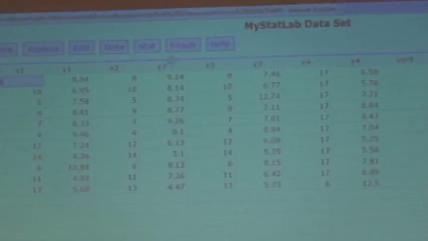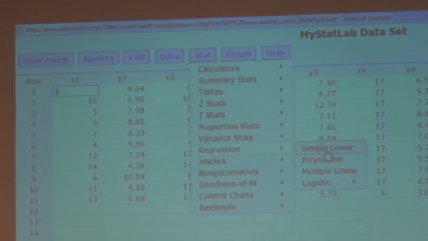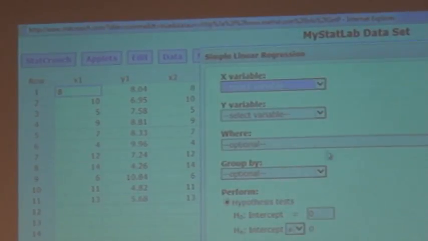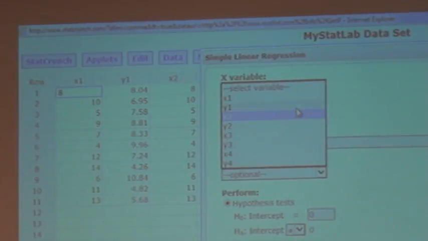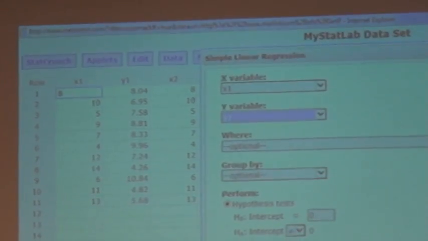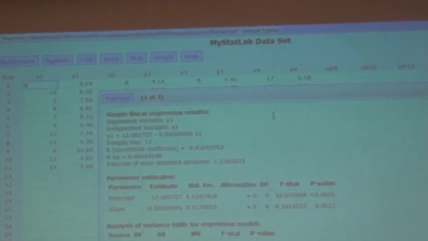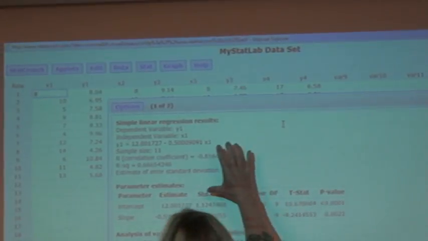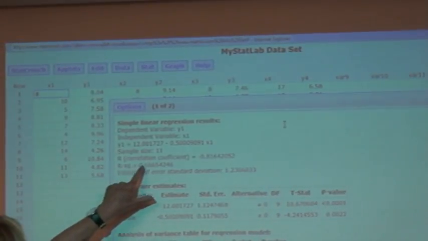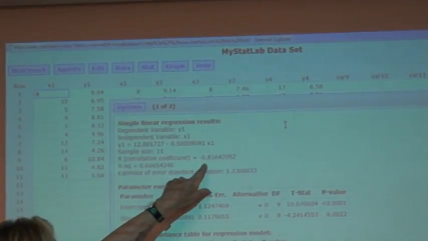So for each one, you're going to go Stat, Regression, over to Simple Linear. And then let's go x1 and y1 first. And that's all you need if you want the correlation coefficient. So there it is, R, in that first big block of output you're given at the top of the output. It tells you the correlation coefficient, negative 0.816.